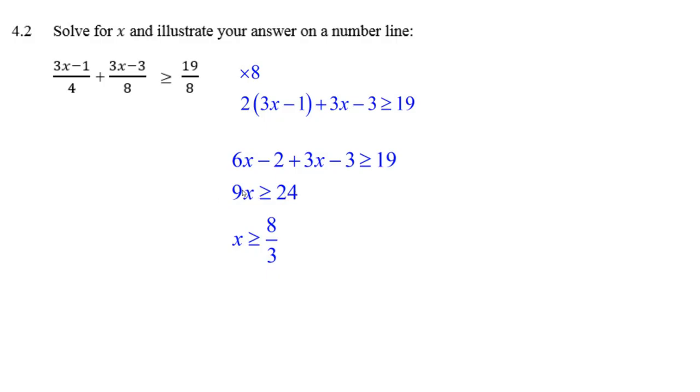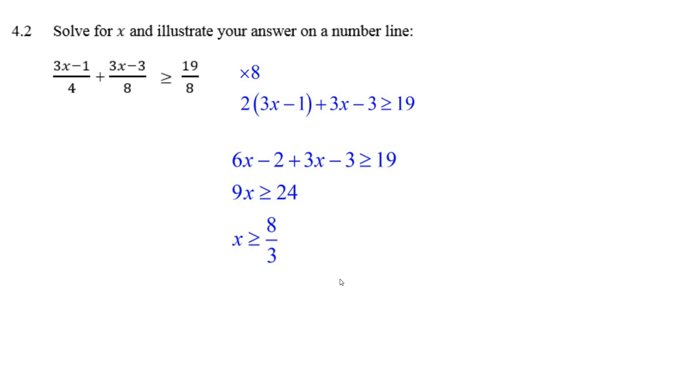Well, 24, now it's just like an equation. You do the opposite operation of multiplying by 9. Because it's 9 multiplied by x, you divide both sides by 9. And 24 over 9 reduces to 8 over 3. Now you got a problem.